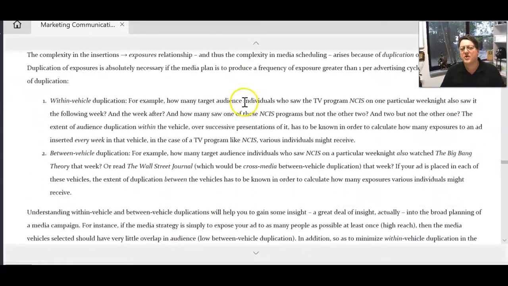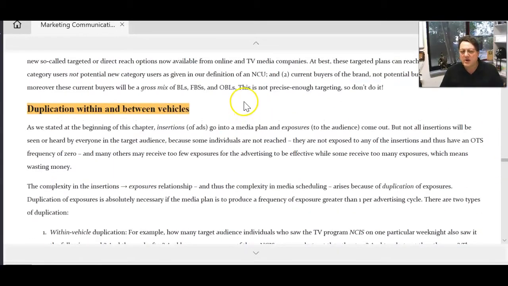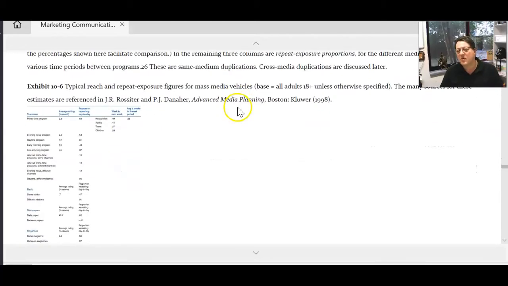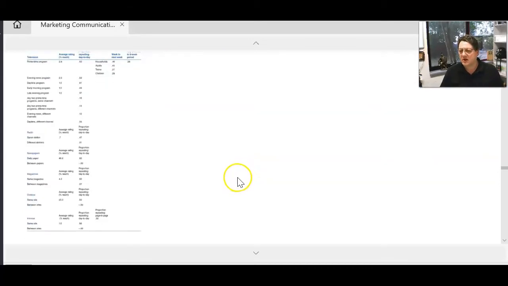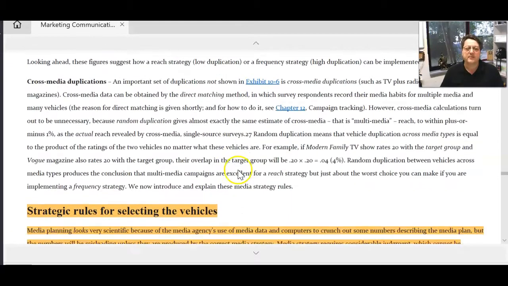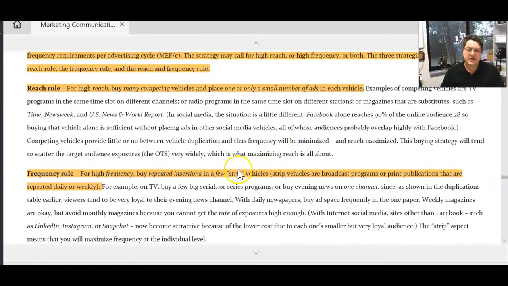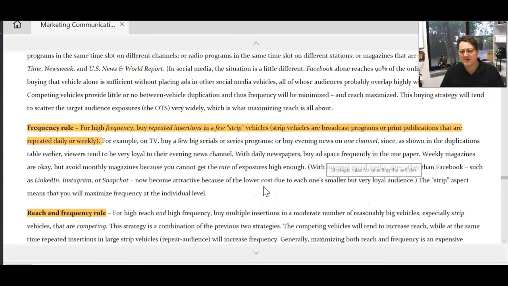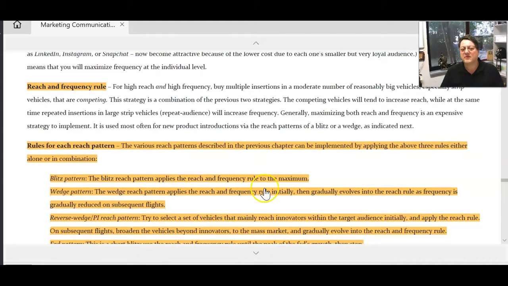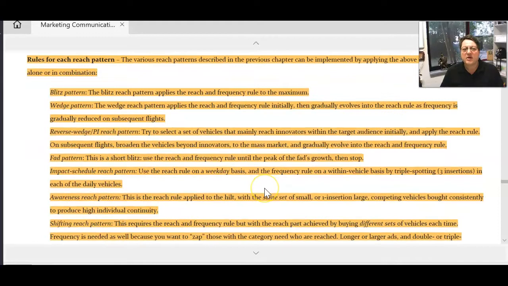So again, media data duplication strategic rules. This is just trying to say, why do we overlap? Look, no better time in marketing's history is there than now, when we can literally find out for the first time exactly what advertising is working. It is brilliant. So here are your strategic rules, your reach rule, frequency rule. It's just basic starting points to have a conversation. That's all I would look at.